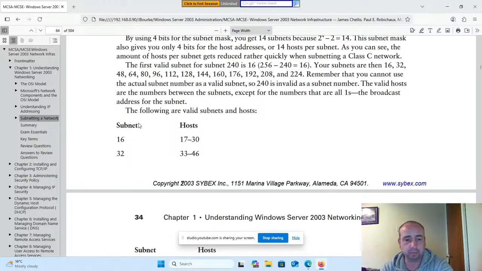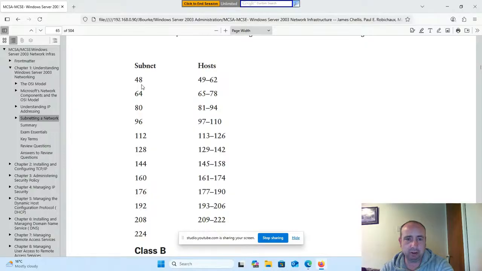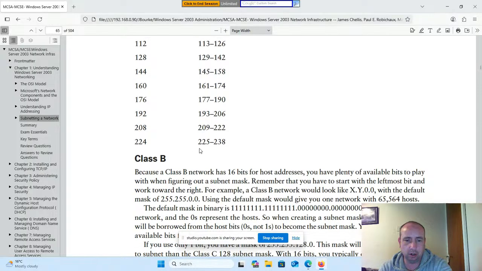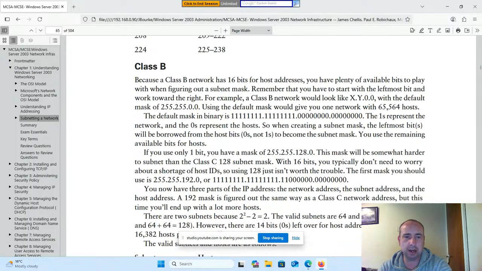The following are valid subnets and hosts: 16, 17 through 30; 32, 33 through 46; 48, 49 through 62; 64, 65 through 78; 80, 81 through 94; 96, 97 through 110; 112, 113 through 126; 128, 129 through 142; 144, 145 through 158; 160, 161 through 174; 176, 177 through 190; 192, 193 through 206; 208, 209 through 222; 224, 225 through 238.